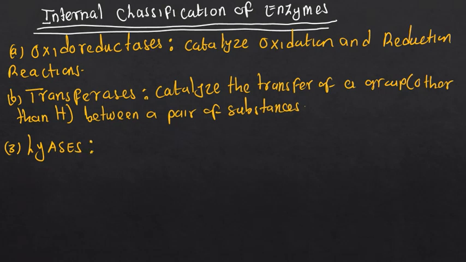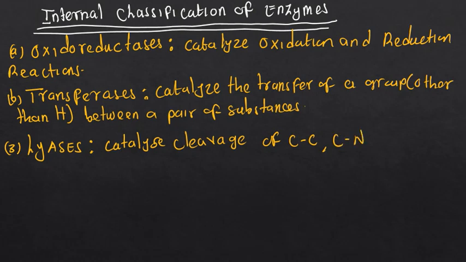We look at the lyases. What do they do? Well, these are enzymes that characterize cleavage. Don't forget, they characterize cleavage of carbon to carbon bond, carbon to nitrogen bond, carbon to oxygen bond. These are the reactions that they characterize.